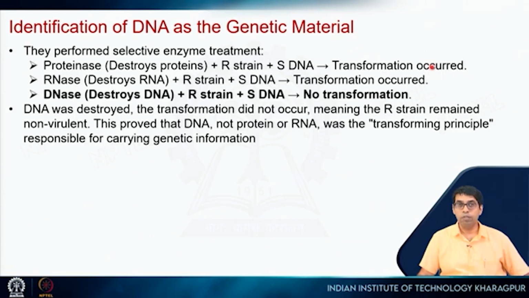So it means that protein is not responsible. When they added RNase, which destroys the RNA, protein and DNA remained and transformation happened. So again, RNA is not responsible. When they added DNase, which destroys DNA, no transformation happened.